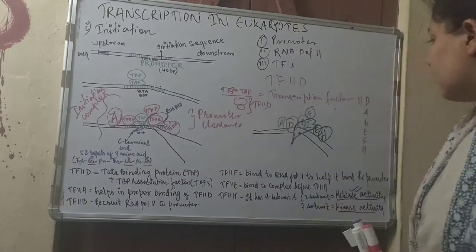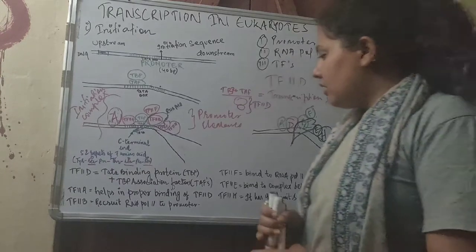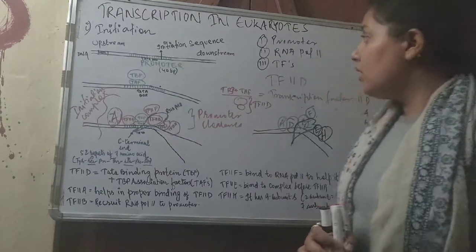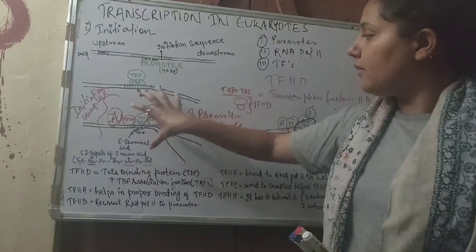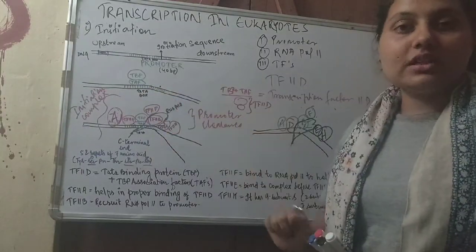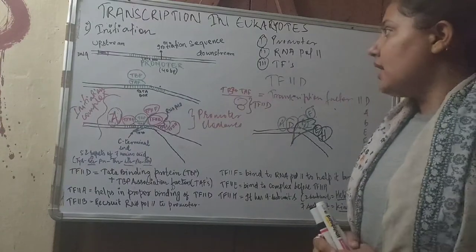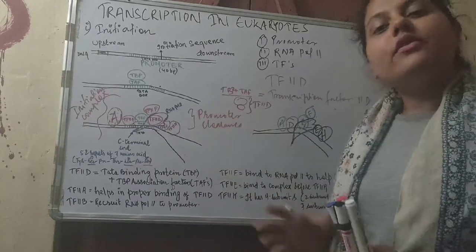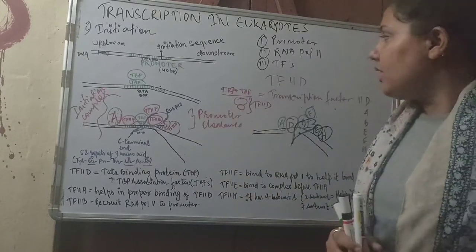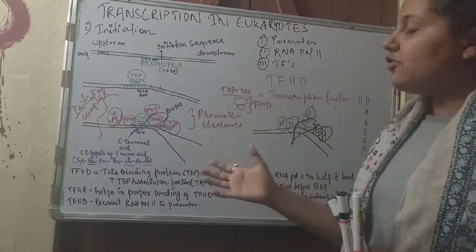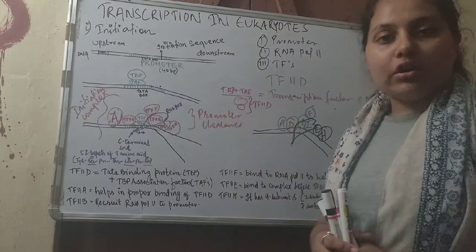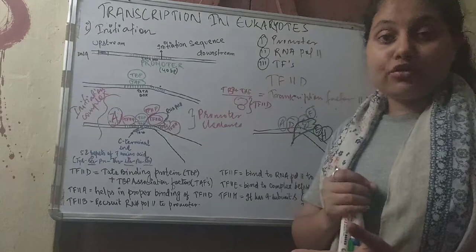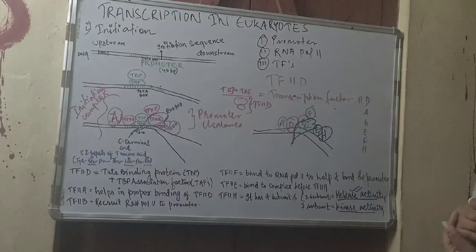Okay, this was only for today. This whole complex is known as the initiation complex, and this complex is formed during the process of initiation. After the initiation there will be elongation, and we will be talking about the process of elongation in the next video, and then the termination.